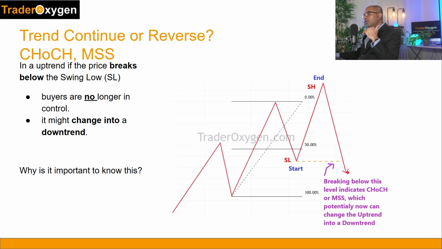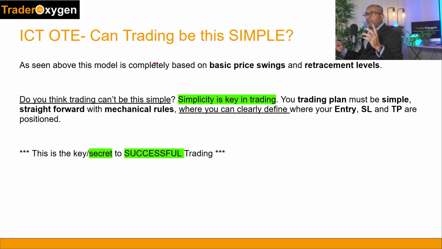Instead of that, what you will do now is check if the trend is changing into a downtrend, and with some extra confluences, you will now start selling. We will see that in real chart examples after this. So the question is, can the optimal trade entry be this simple? The answer is yes. Simplicity is the key in trading. Your trading plan must be simple, straightforward, with mechanical rules.